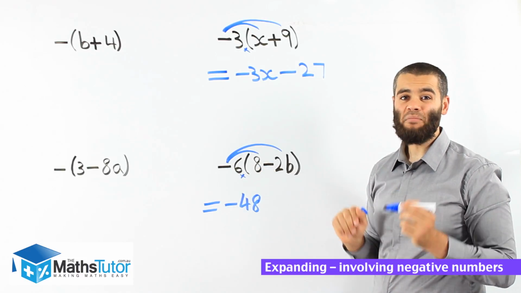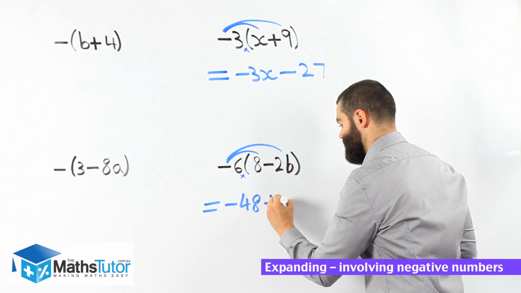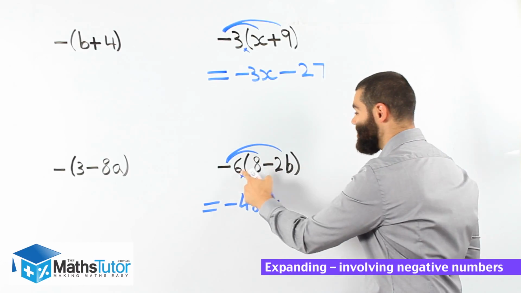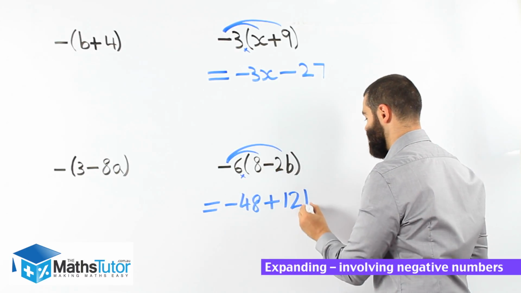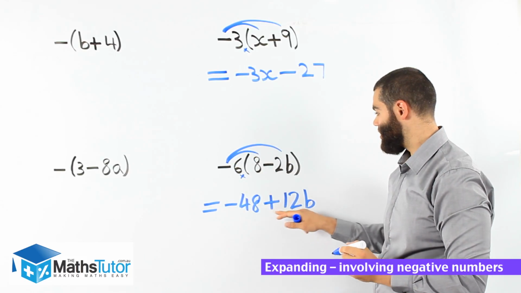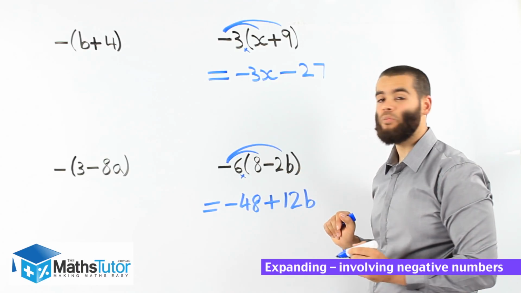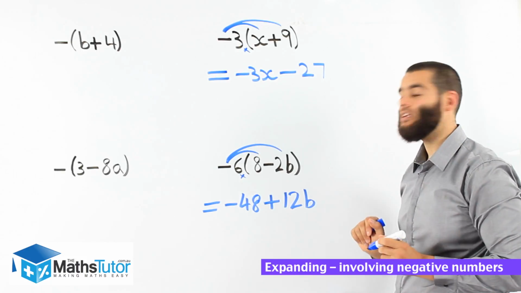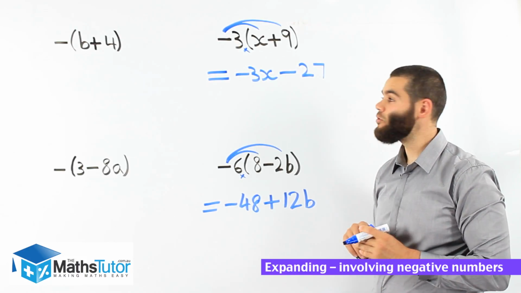A negative times a negative becomes a positive. 6 times 2 is 12 and b. Negative 6 times negative 2 is positive 12 and the b. Negative 6 times negative 2b is positive 12b. That's our final answer, negative 48 plus 12b. Let's do some more.